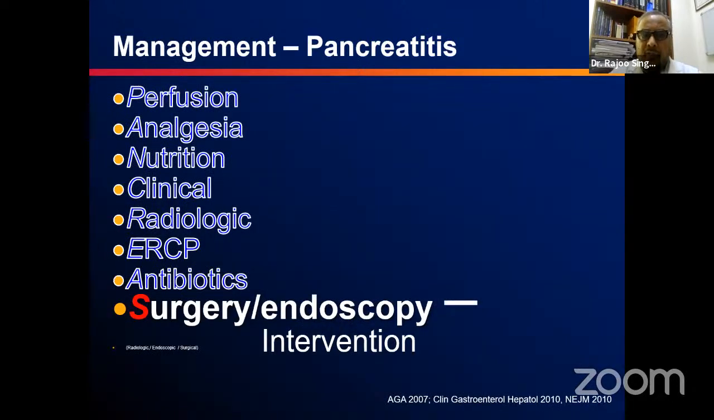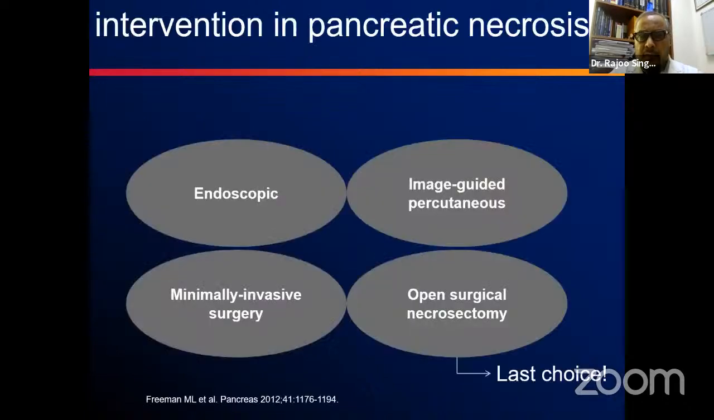Now the next is surgery, endoscopy, intervention, what all is possible and what all we can do. Basically, for interventions in pancreatic necrosis, the first rule is we follow the PANTER trial, which is a very beautiful trial, and they showed that you must have a step-ladder management of acute pancreatitis. Don't rush for surgery. Delay the surgery as much as possible. So the first thing is do a conservative management. The second thing is do a catheter drainage with the help of an intervention radiologist.